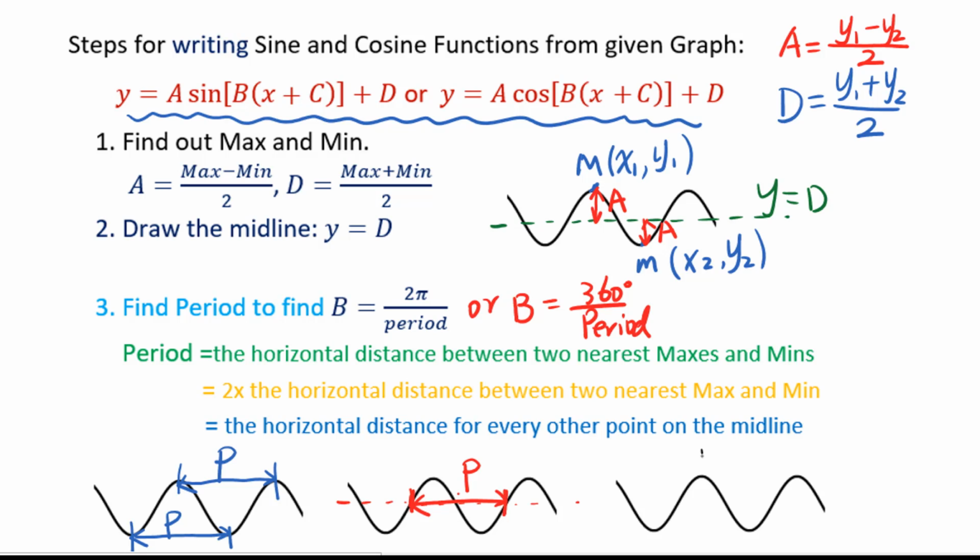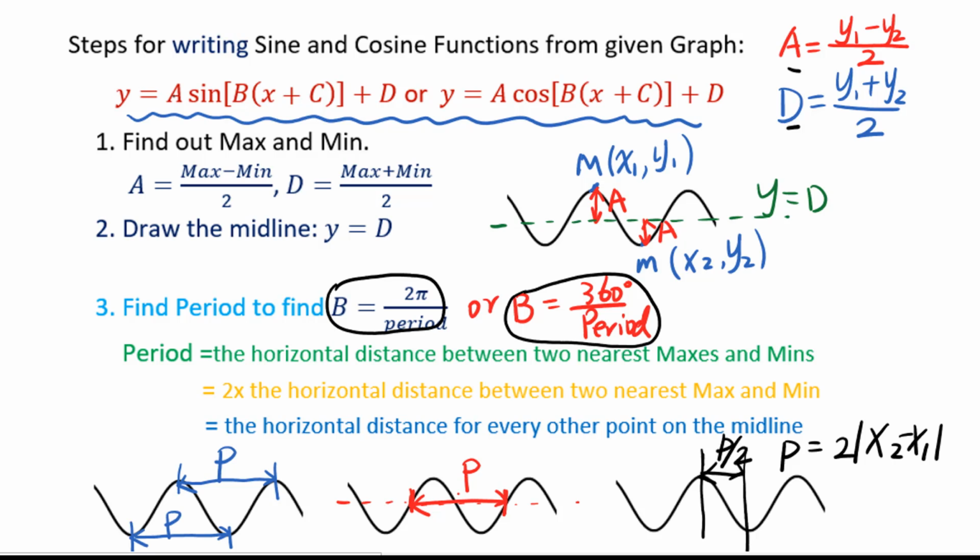You can also figure out the period from a maximum and a minimum. The horizontal distance between maximum and minimum will be period over 2, half a period. In other words, the period equals 2 times the absolute value of x2 minus x1. After you figure out the period, you can plug into this formula to figure out B. For the sine and cosine function, we have already figured out A, B, and D.